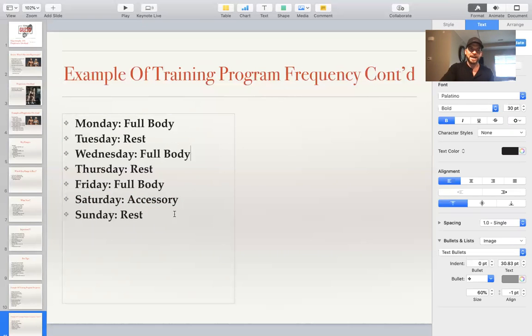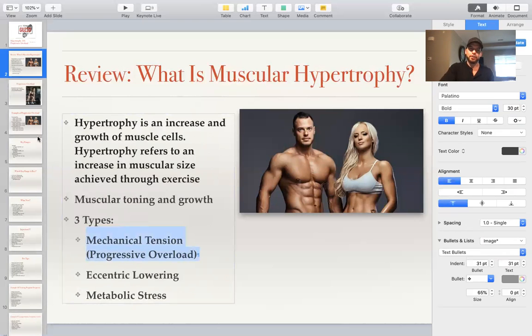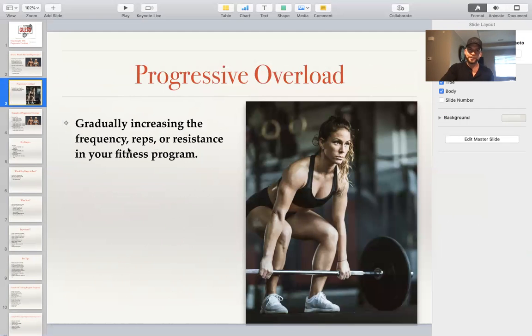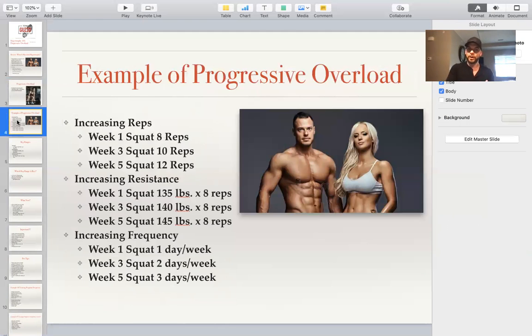So a quick recap of everything. I'm just going to go through the presentation real quick. Basically, hypertrophy is just building muscle. There are 3 ways to do it. Today, we talked about progressive overload. Progressive overload is basically just increasing your frequency, your reps, or your resistance of your workout in the program.